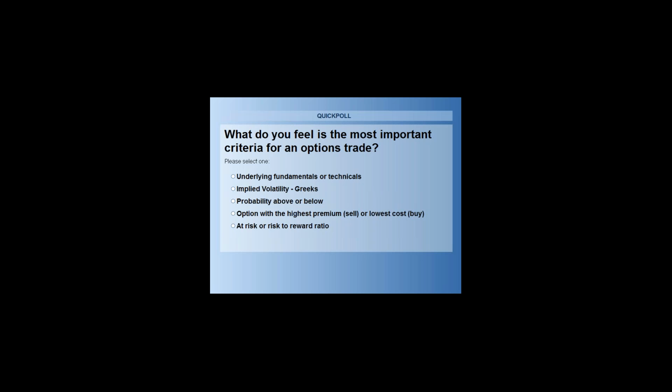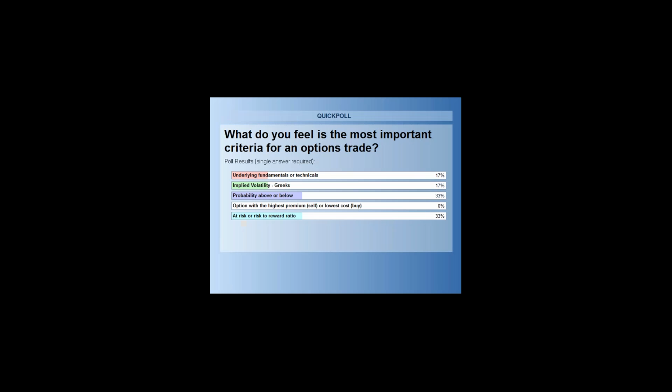It's an interesting even split. But let's go ahead and close the poll now. I want to share the results with everyone. 17% of you feel that the underlying fundamentals or technicals are the most important, and 17% of you feel that the implied volatility or using the Greek analysis is important. 33% of you look at the probability.